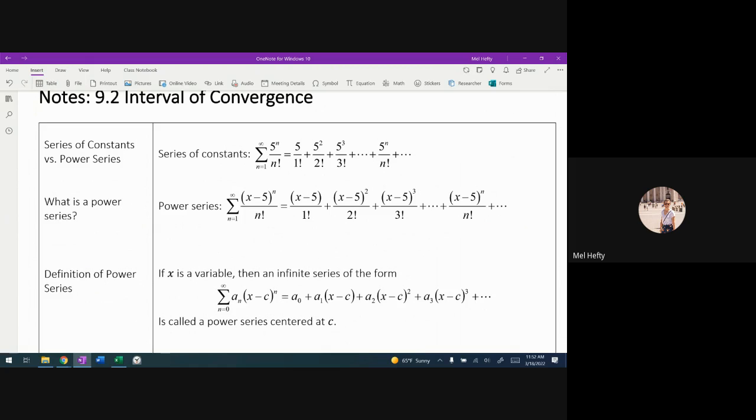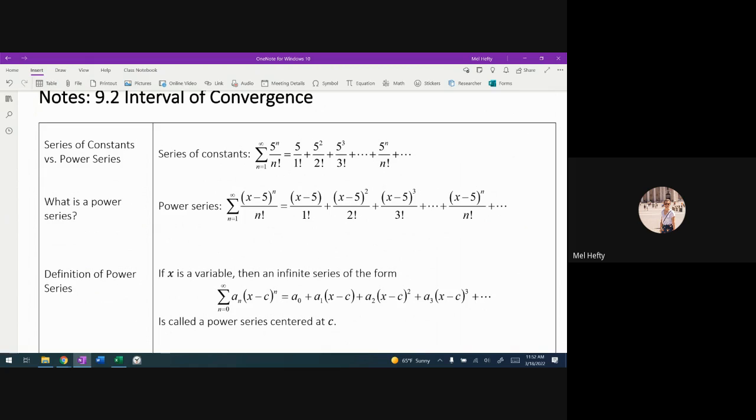A good day, though. Interval of convergence. I love this topic. Also, you've got a pretty good shot at this being a free response question on your AP test. Effectively, interval of convergence is a very, very fancy way to find the domain of something called a power series. So let's talk about all those words that I just said.